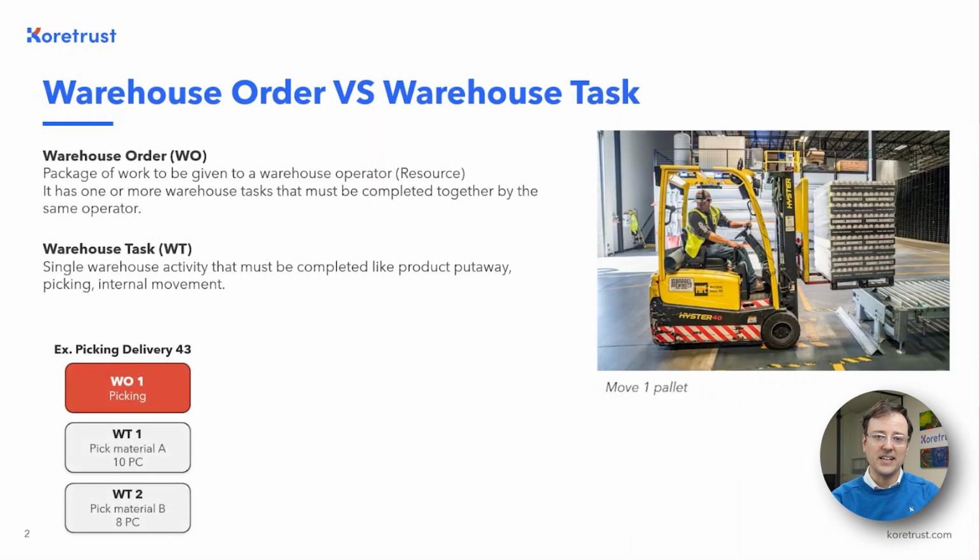For example, if we're picking a delivery, that's the example I was mentioning earlier, it could be that for delivery 43, I create one warehouse order, warehouse order 1, and I have two tasks in warehouse order 1. Warehouse task 1 is to pick material A, 10 pieces, and warehouse task 2 is to pick material B, 8 pieces. So that means that these two picks will happen together, and I can pack them together while I'm picking them, or at least put them on the same pick HU, on the same pallet, or in the same box as I'm picking.